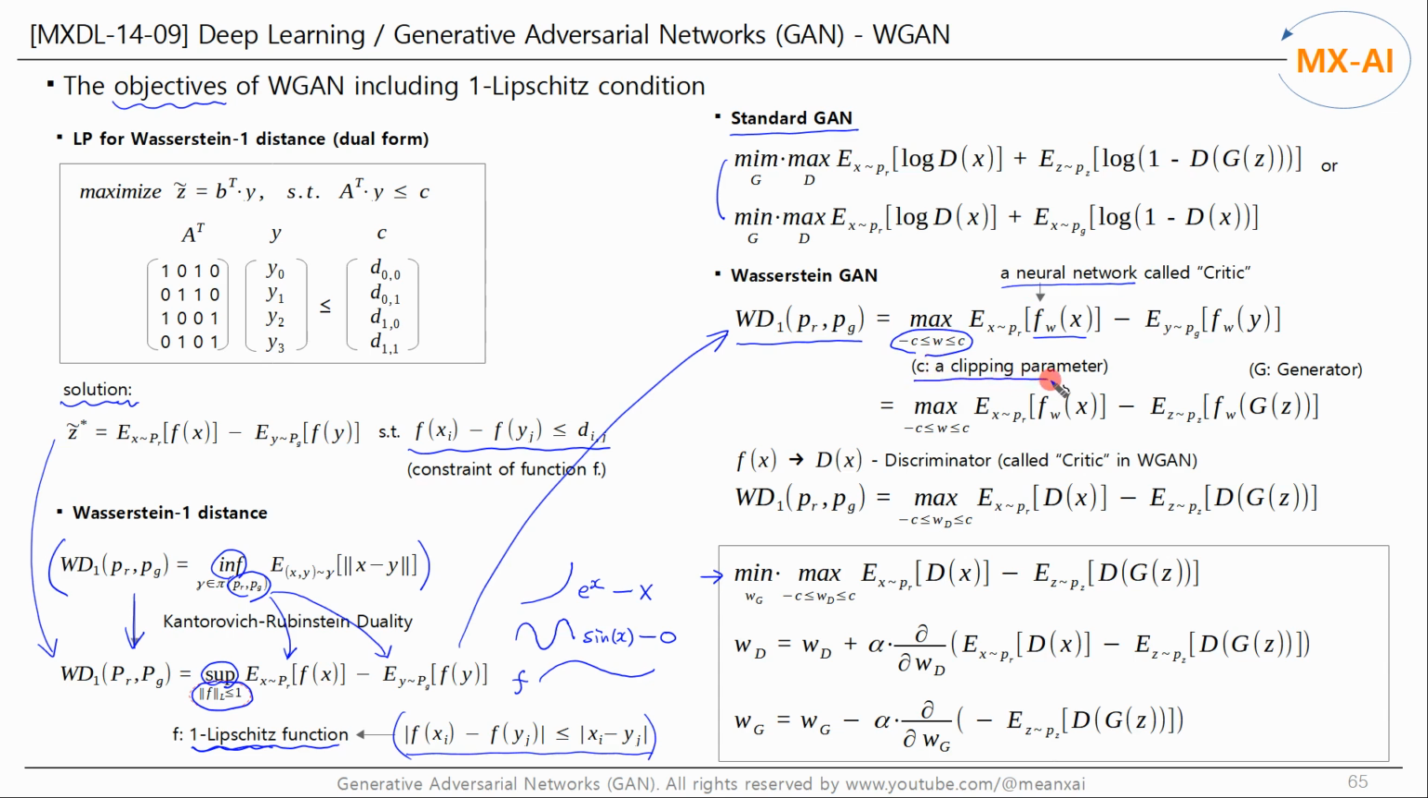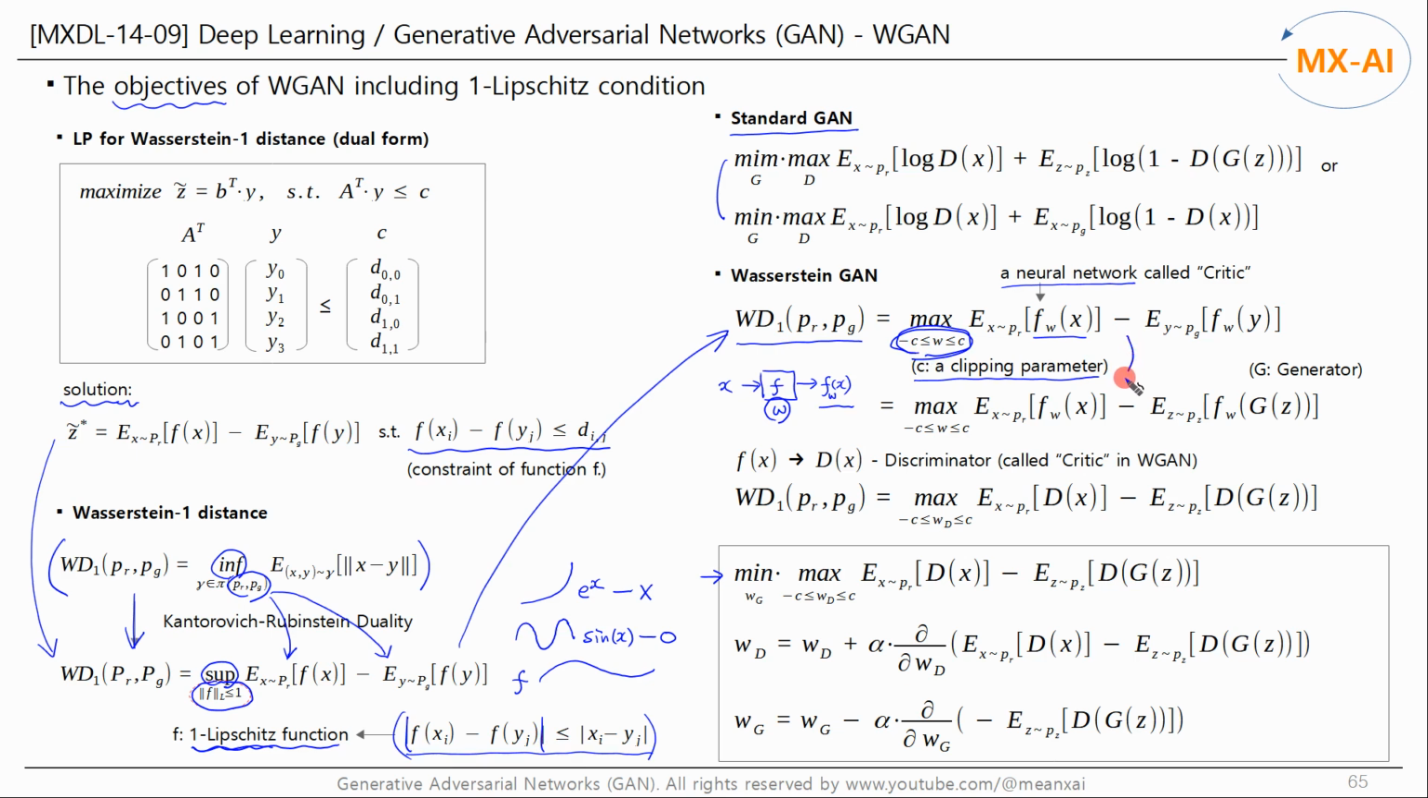C is a hyperparameter, which is the clipping parameter. If W is small, the output of this network for any arbitrary input x will be small. And the absolute difference between the network outputs for two inputs x1 and x2 will also be small. Therefore, this approximately satisfies the one Lipschitz constraint.